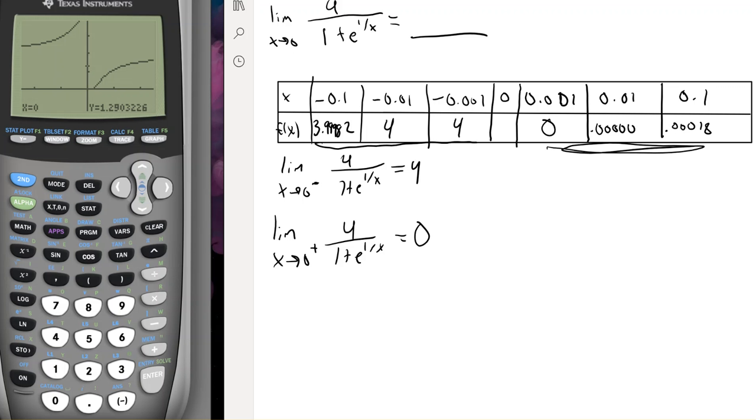But if the limit from the left side does not equal the limit from the right side, then the limit at that number does not exist. The limit as x approaches 0 of that function does not exist.